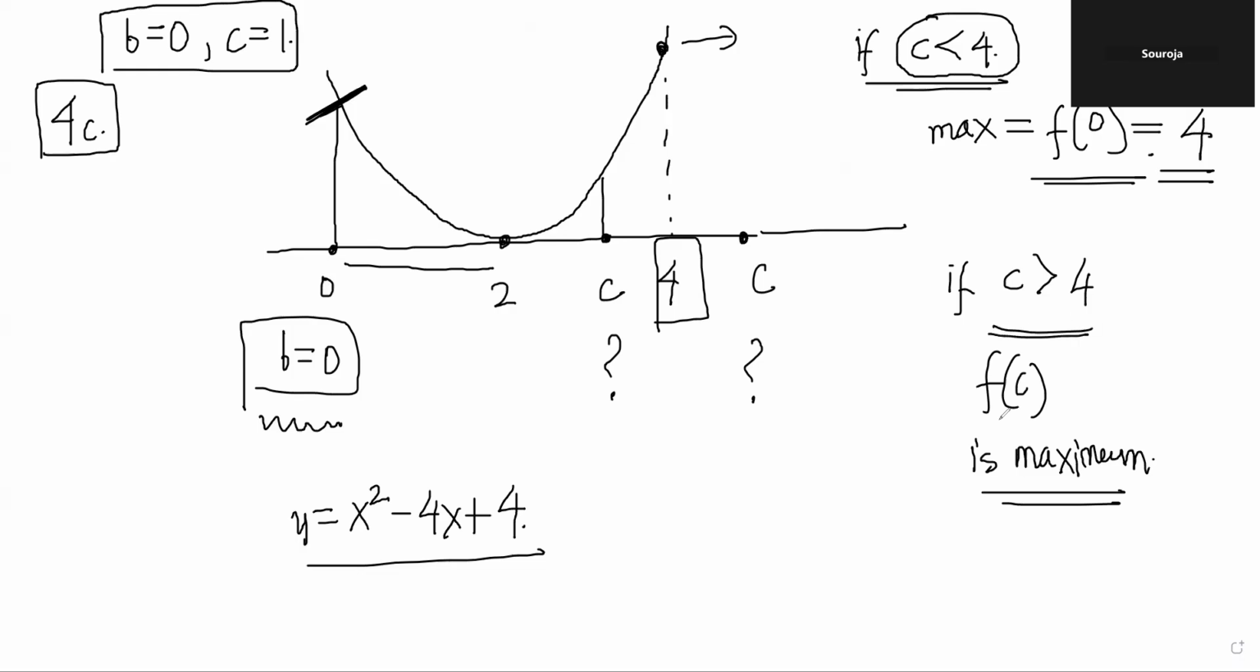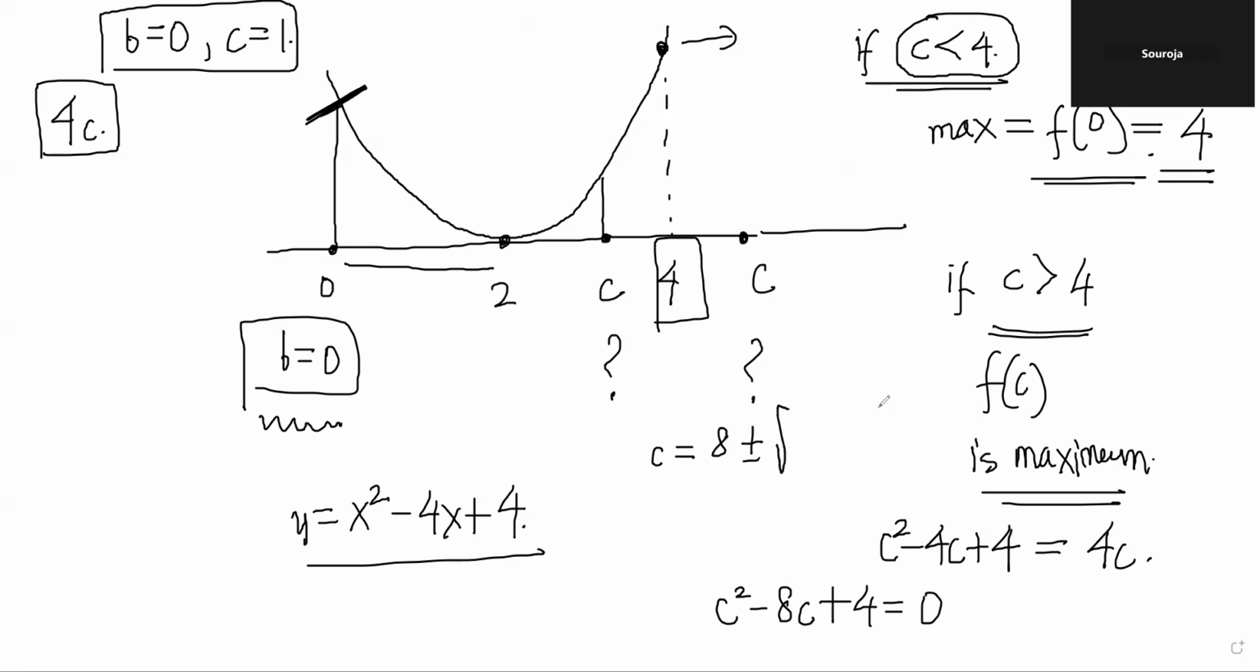Let's say in this case f of c is equal to c square minus 4c plus 4, and that should be equal to 4c. So you're getting c square minus 8c plus 4 is 0. And from here, by solving this, you will get c is equal to 8 plus minus root over 64.